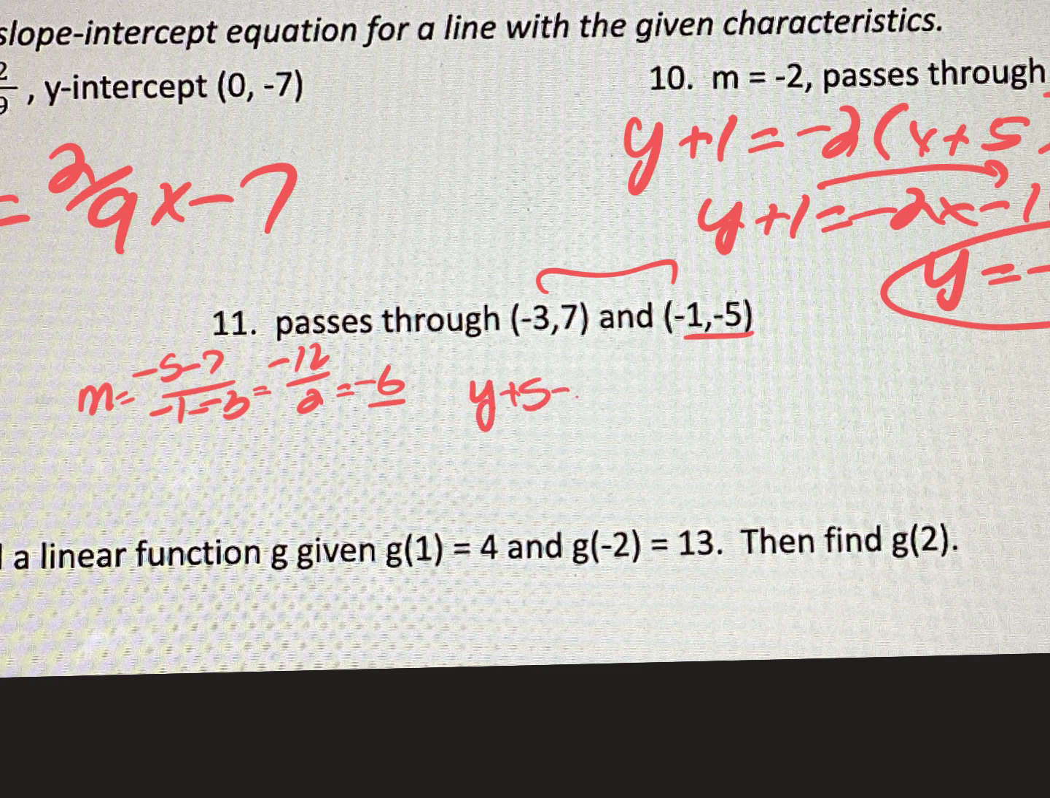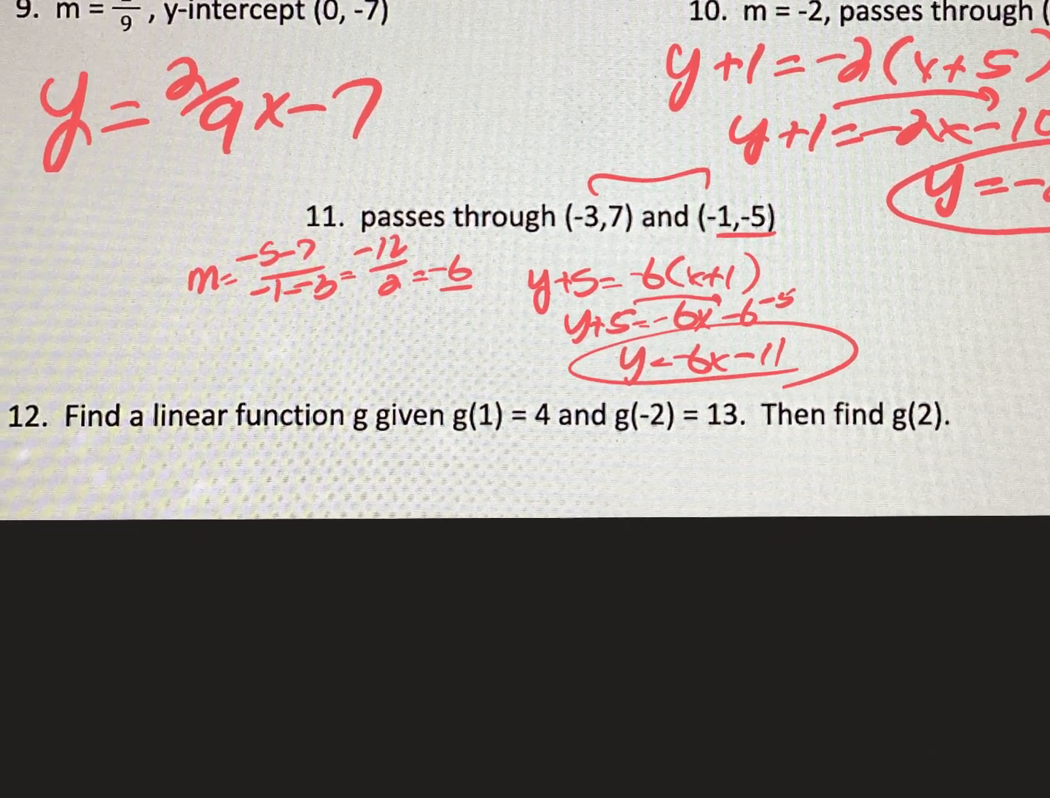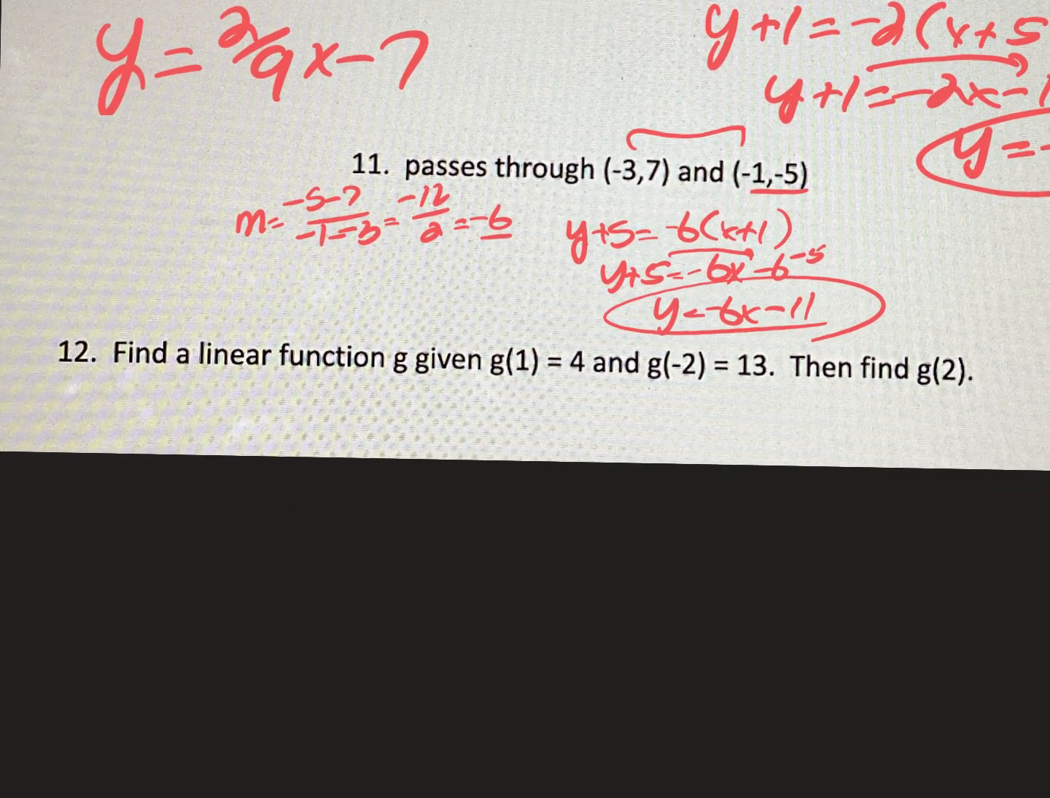So I'm going to say y plus 5 is negative 6 times x plus 1. Distribute that 6. And move the 5. If I move that 5 over there, it becomes minus 5, so it gives me negative 11. And there's that one. Number 12, it's exactly the same thing we just did. It doesn't look like it, but it is.